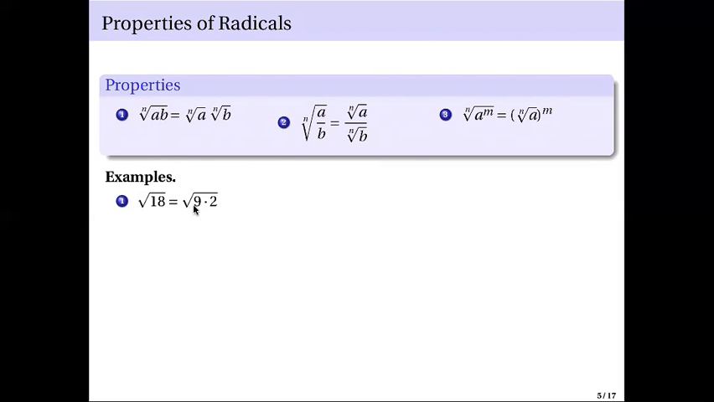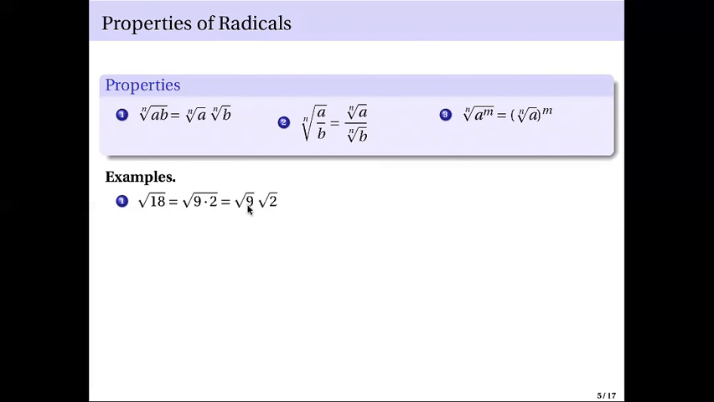Now, we have a product, 9 times 2. We want to get the square root of 9 times 2. It's the same as this. Which means that this square root of 9 times 2 can now be written as square root of 9 times square root of 2.